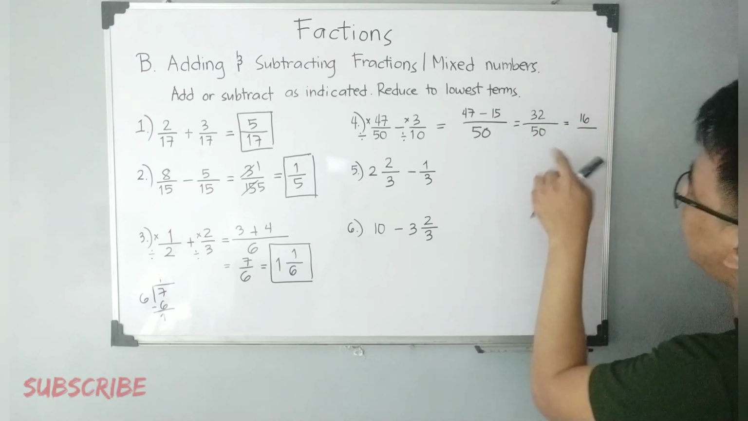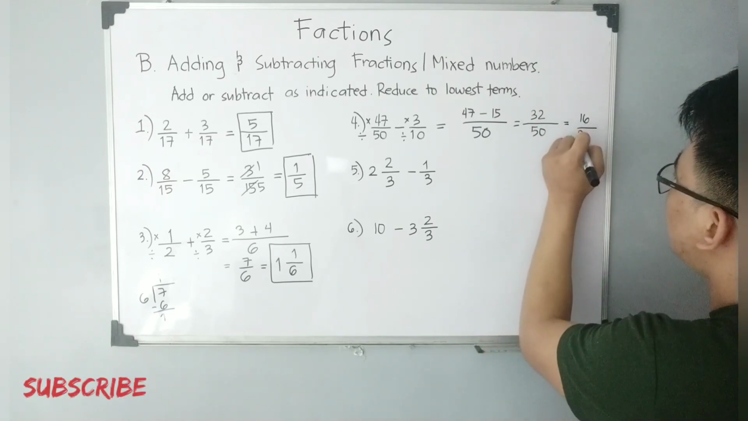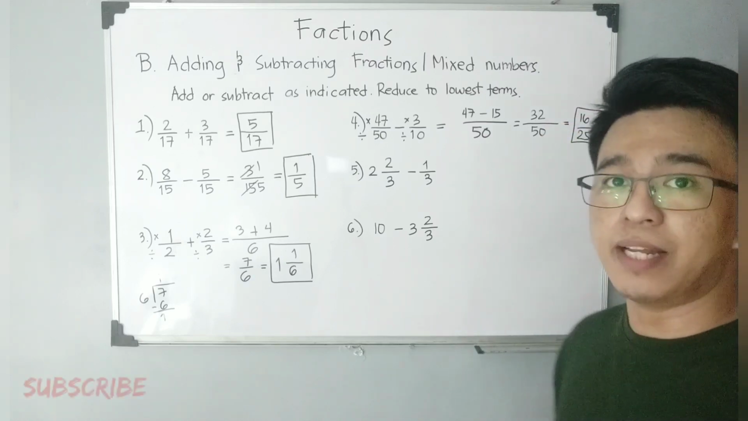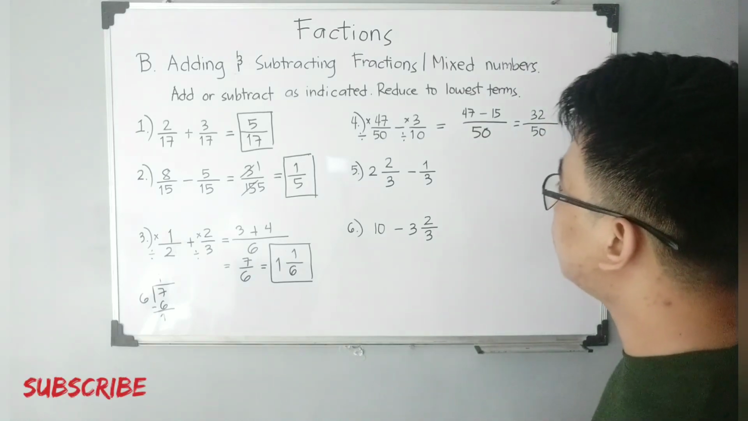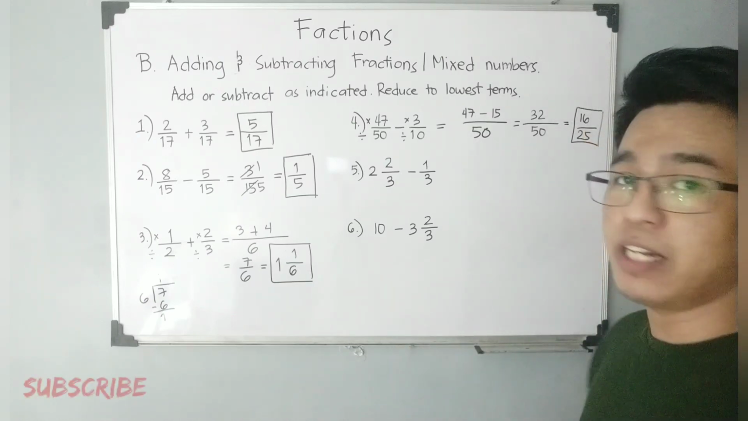16. And then for 50, meron tayong 25 na 2. So the correct answer here is 16 over 25. That is the correct answer for item number 4. Okay, di ba? Kaya naman eh. So punta na natin to, number 5 and number 6.